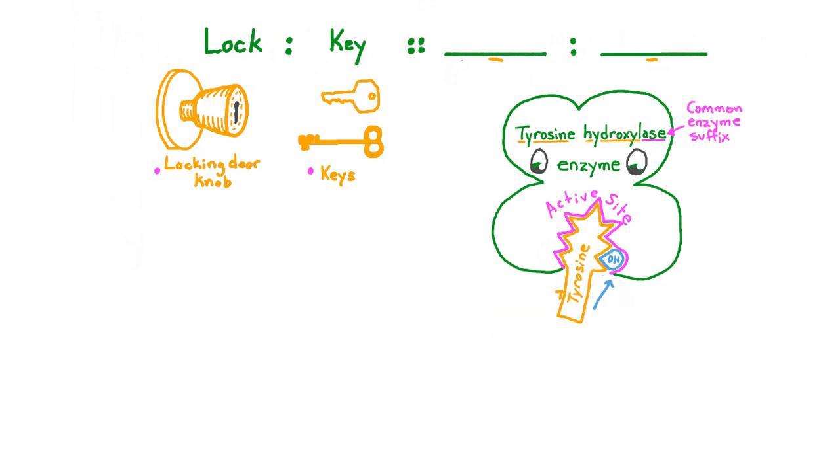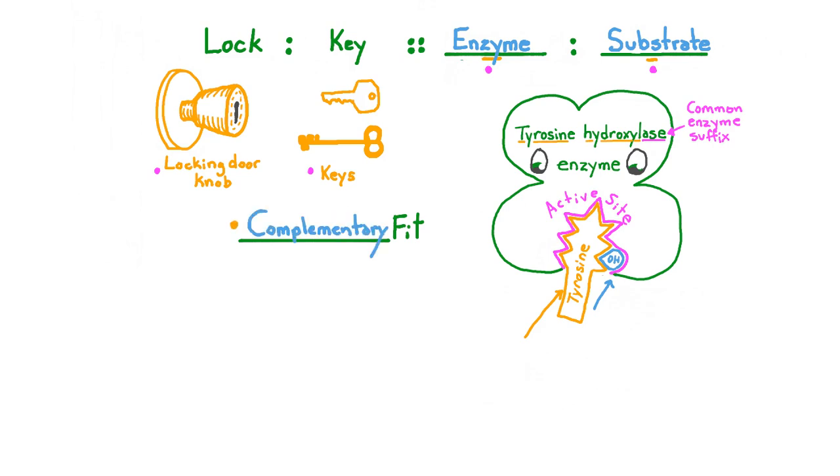Now that the substrates are bonded to the enzyme, you can probably tell which is represented by the lock and which by the key. A lock is to a key as an enzyme is to a substrate. And here's another question. What is the name for this closely matching fit? It's called a complementary fit, since their shapes tend to complete each other.